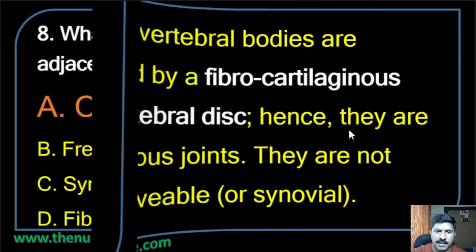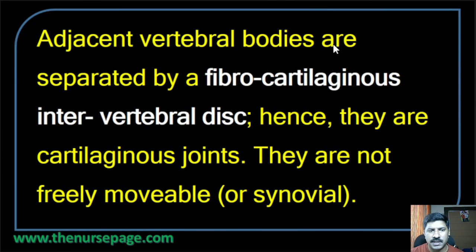So what are cartilaginous joints? Adjacent vertebral bodies are separated by a fibrocartilaginous intervertebral disc. That is why it is known as a cartilaginous joint. Hence they are cartilaginous joints. They are not freely movable joints. Because of the peculiar arrangement of the vertebrae, movement is possible. Otherwise, there is no free movement possible between the vertebrae.